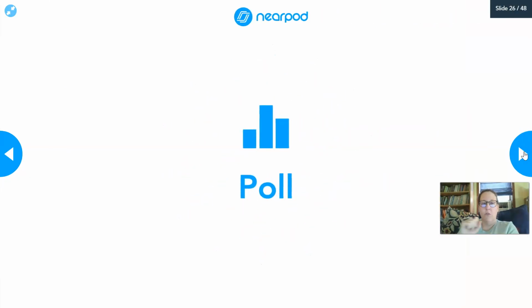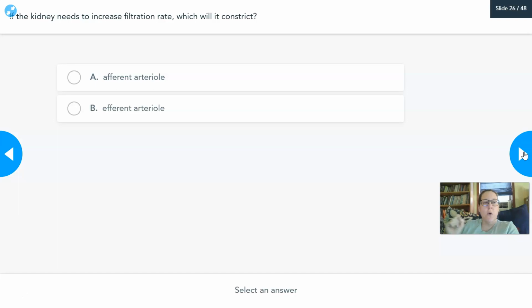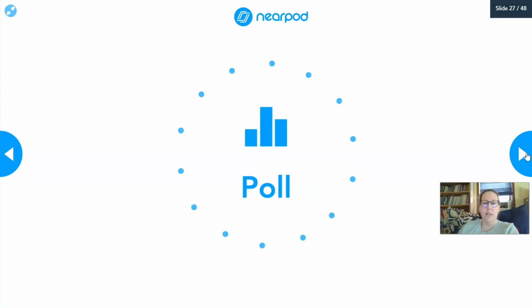Next, let's think about this for a second. If your kidney needs to increase its filtration rate, which of these should it constrict? The afferent arteriole or the efferent arteriole? So think about the diameter difference. Constricting means making smaller, right? It's afferent and efferent. Constricting which one would increase the filtration pressure? Think about that for a second.